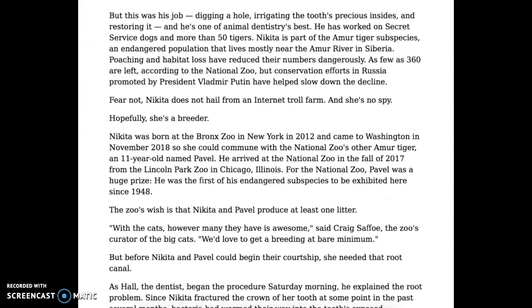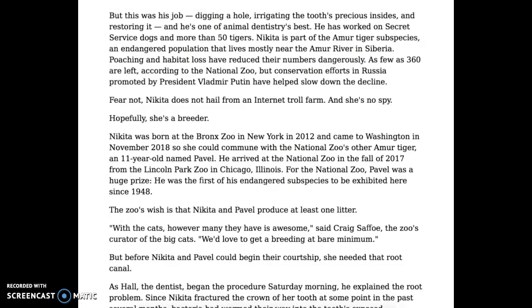Paragraph 4. But this was his job, digging a hole, irrigating the tooth's precious insides, and restoring it, and he's one of animal dentistry's best. He has worked on Secret Service dogs and more than 50 tigers.